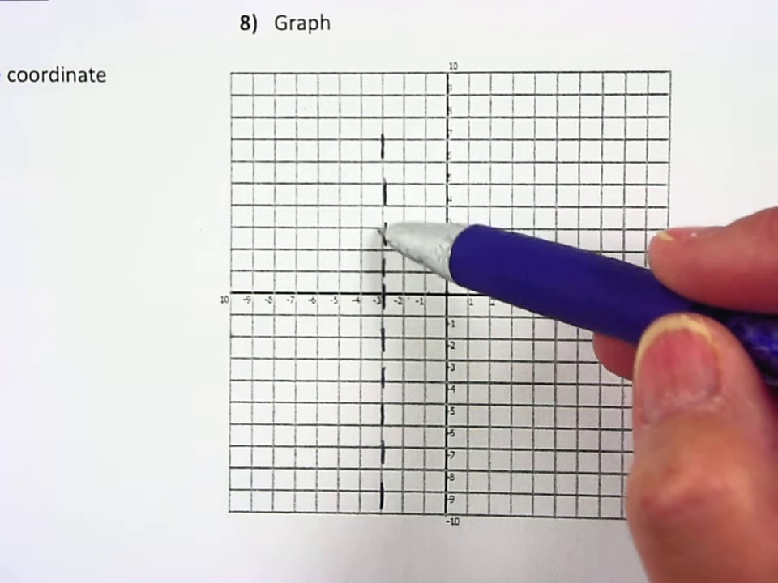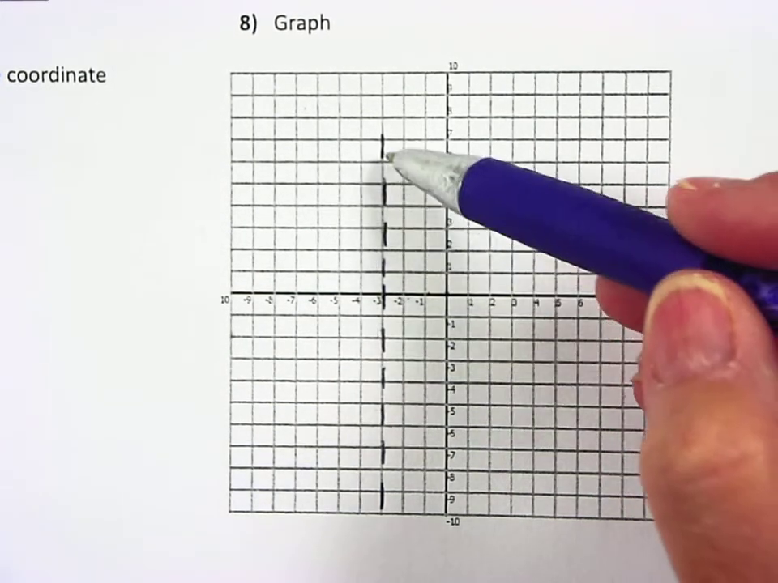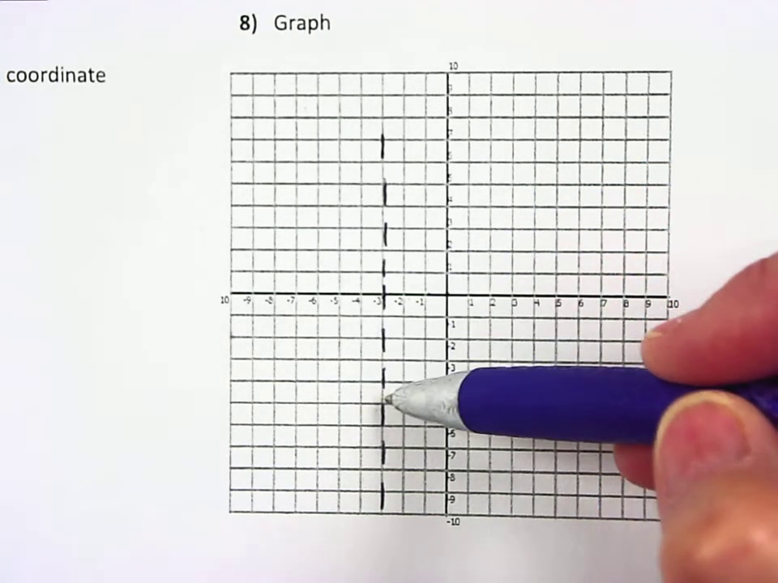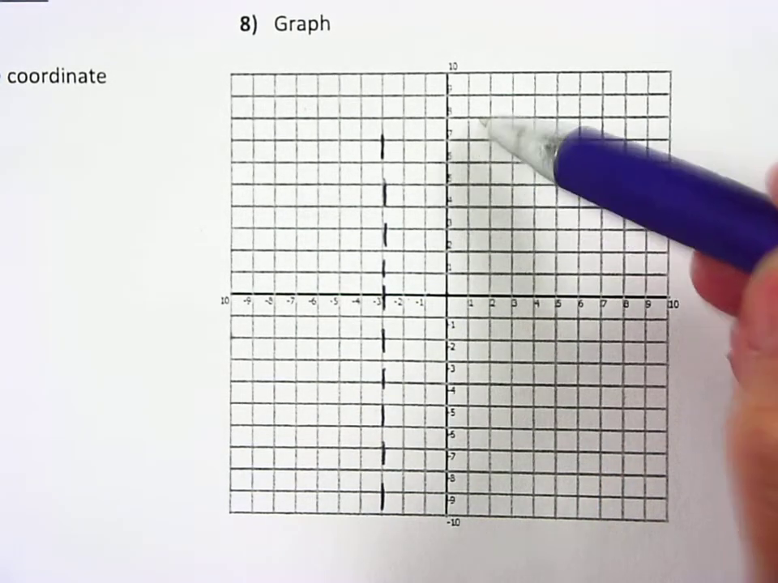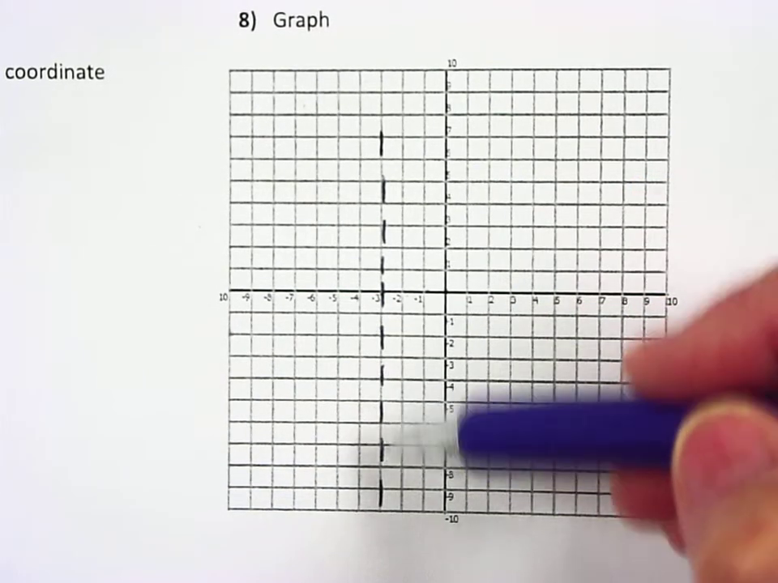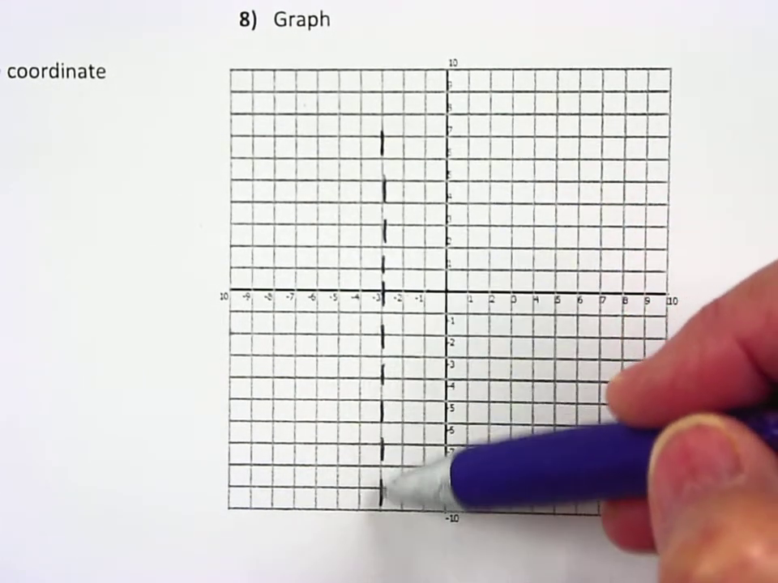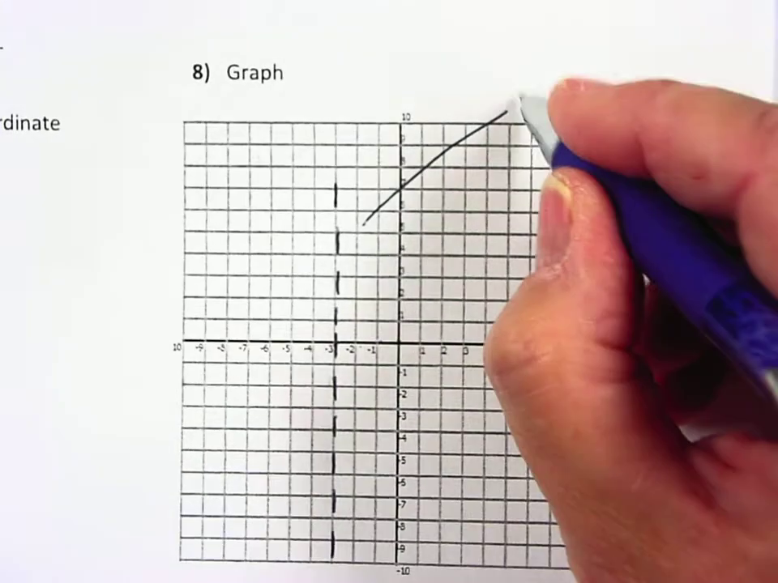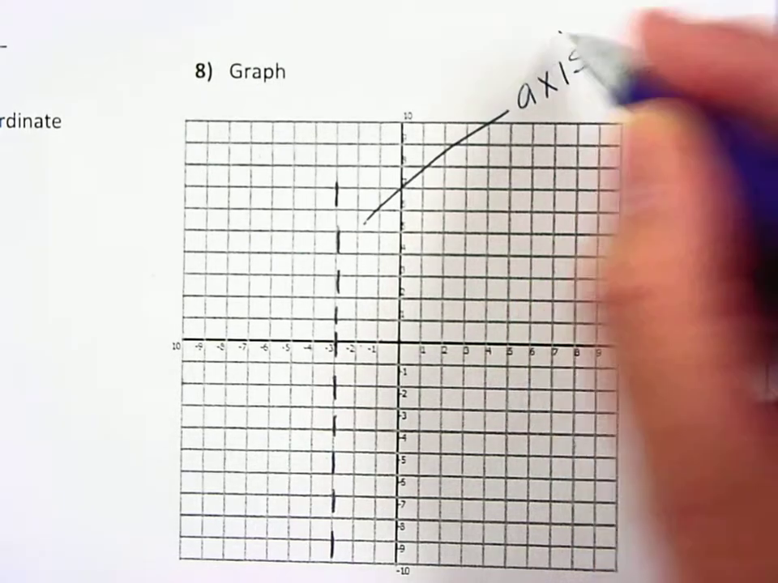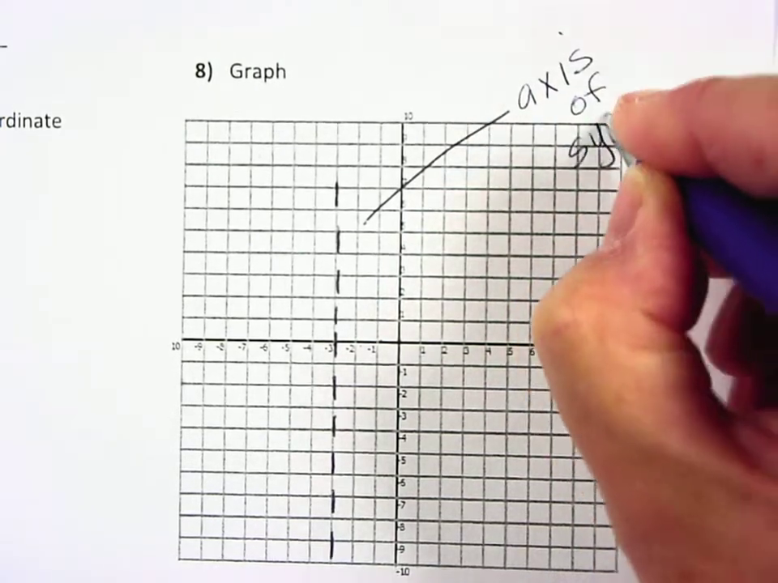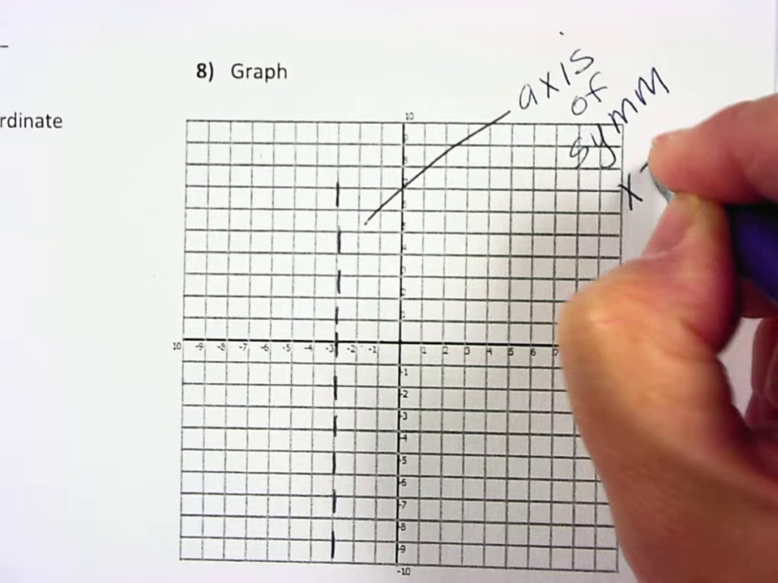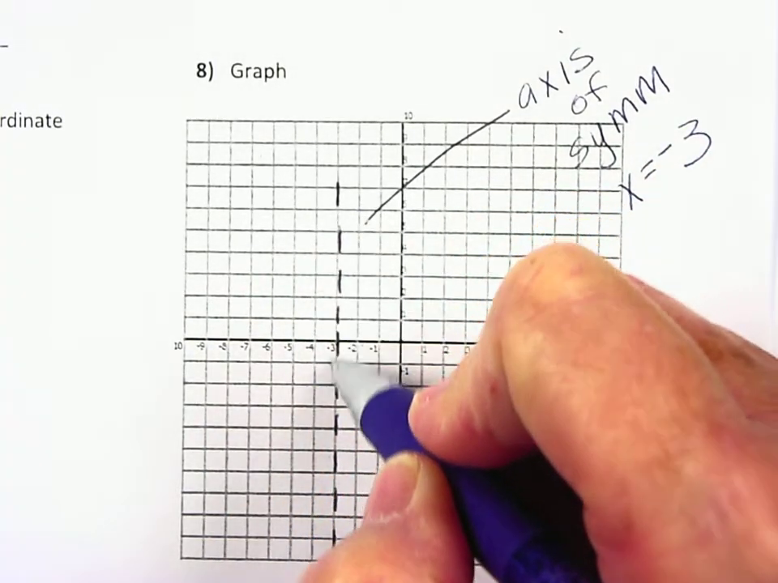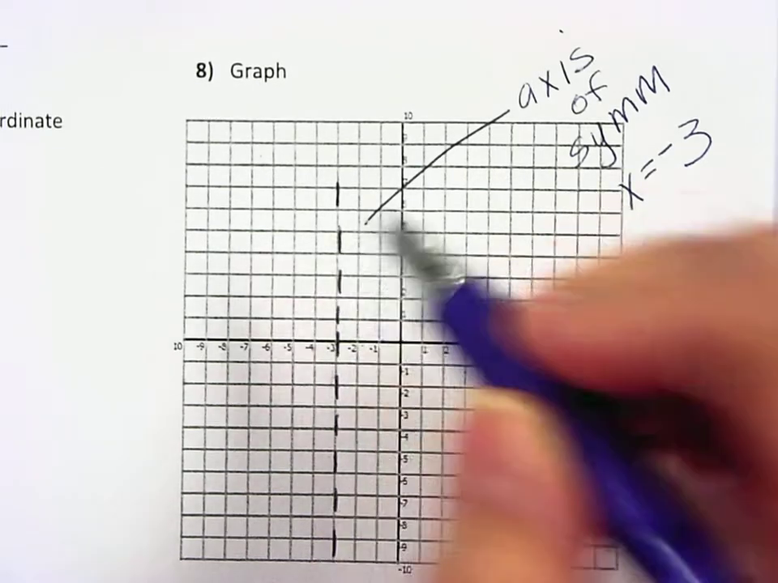Up here somewhere. I need to find the point where my parabola is going to come to the axis of symmetry, change direction, and head back up again. So that point is called the vertex. Well, it's going to be somewhere on this line. This is my axis of symmetry, and the equation of that line is x equals negative 3. Well, then the x value of my vertex is going to be negative 3, isn't it? Because it's going to be somewhere on that line.